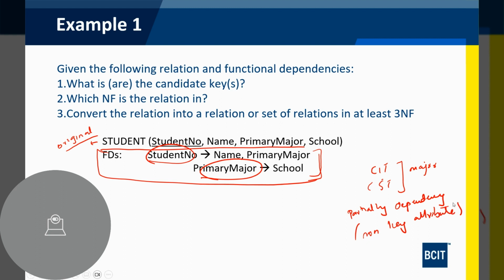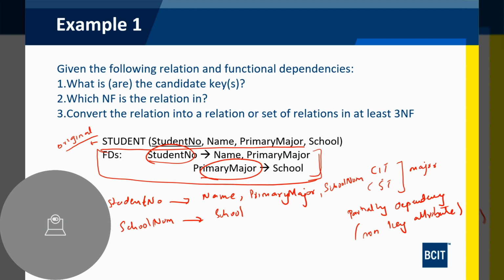How can we convert the relation into a set of relations in third normal form? We'll keep student number as a candidate key, name, and primary major. Then you can see the hint here for the school, which means you need to include your own candidate key, which is not present here. You have to identify the candidate key, school num, and we can say that we have a school name. Now we know that there is a relationship between a student and a school, so we will include our foreign key in a weak entity.